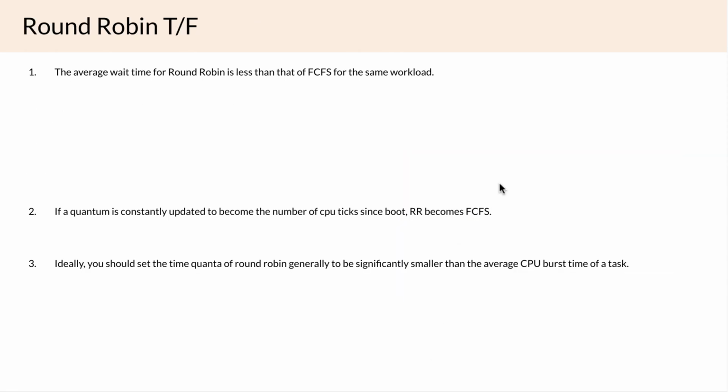Okay, now a bit of true or false, starting with: the average wait time for round robin is less than that of FCFS for the same workload. True or false? Typically when you have this type of wording, it's referring to, is this always true? Is there any case where the average wait time of round robin is not less than that of FCFS?